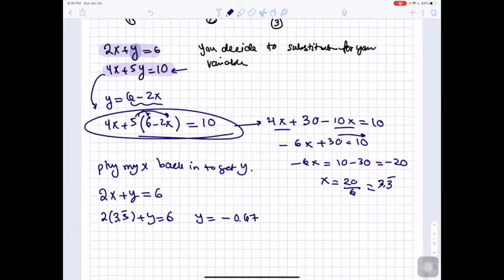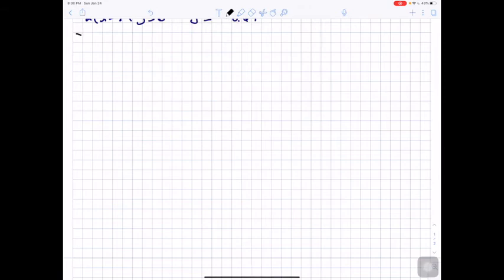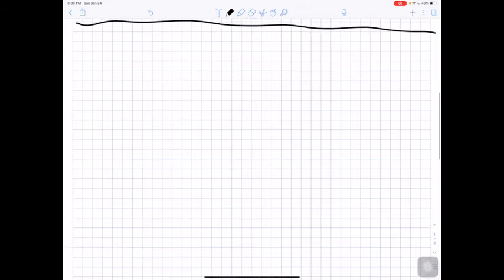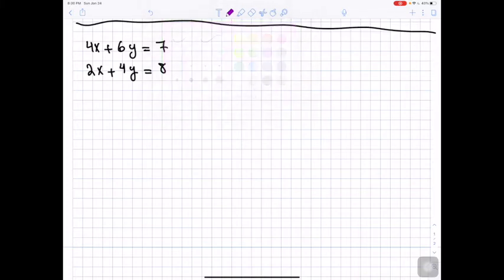Okay, so let's go ahead and do another example. So in this video, we'll be covering 3 examples. The second example that I wanted to cover is, let's say we got 4x plus 5. Well, I've tried 5 once. So let's do 4x plus 6y is equal to 7. Now 2x plus 4y is equal to 8. Now we are going to see how we can use substitution to solve for this systems of equations.